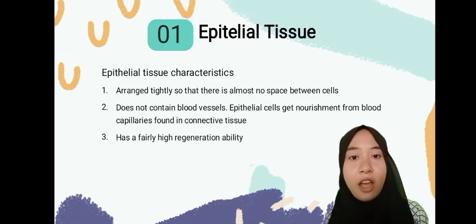The characteristics of epithelial tissue are: First, arranged tightly so that there is almost no space between cells. The second, does not contain blood vessels. Epithelial cells get nourishment from blood capillaries found in connective tissue. And the third, has a fairly high regeneration ability.